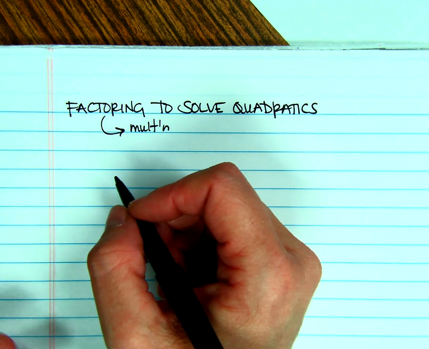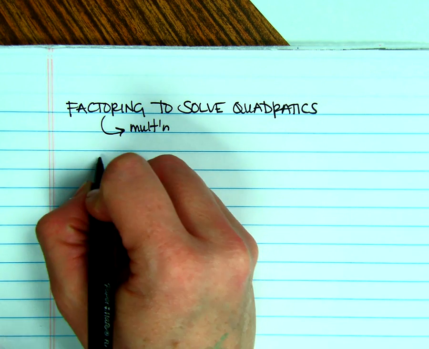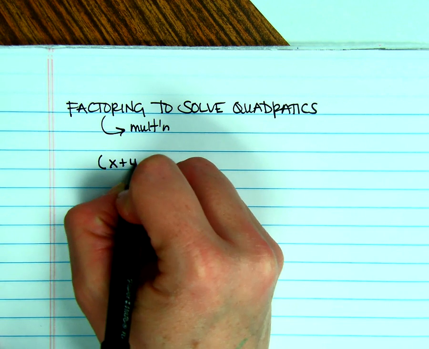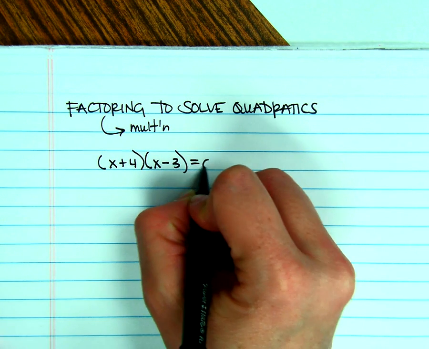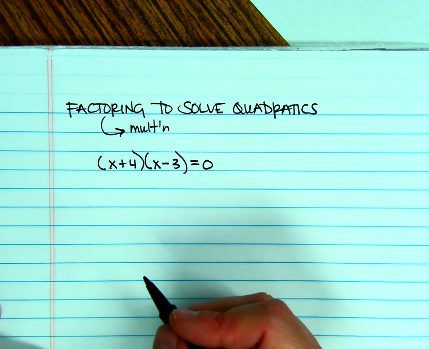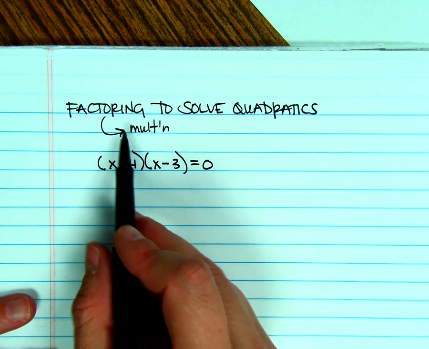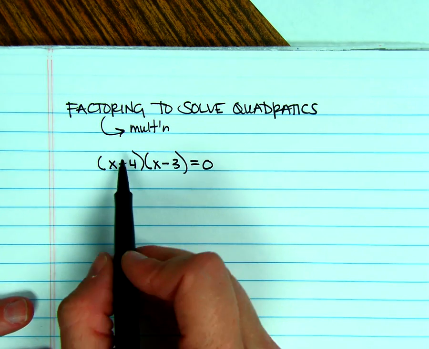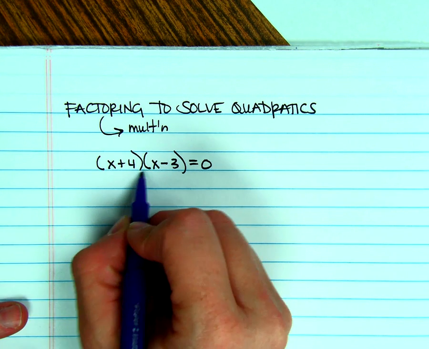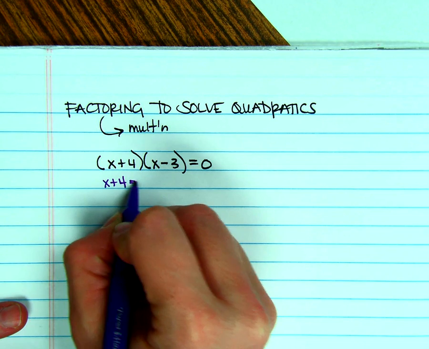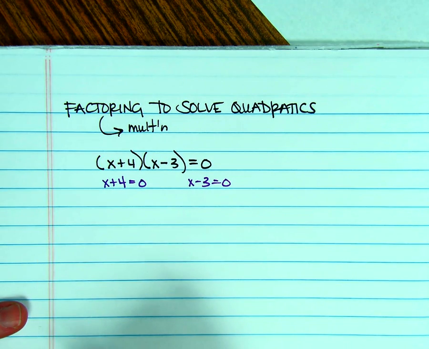One thing you need to remember is that it has to be equal to 0. So for example, if you have x plus 4 times the quantity of x minus 3, it has to be equal to 0, or else it's not ready to be factored, or is incomplete. It's not done. This is called the zero product property. So we're going to take each factor and set it equal to 0. And we're going to solve.